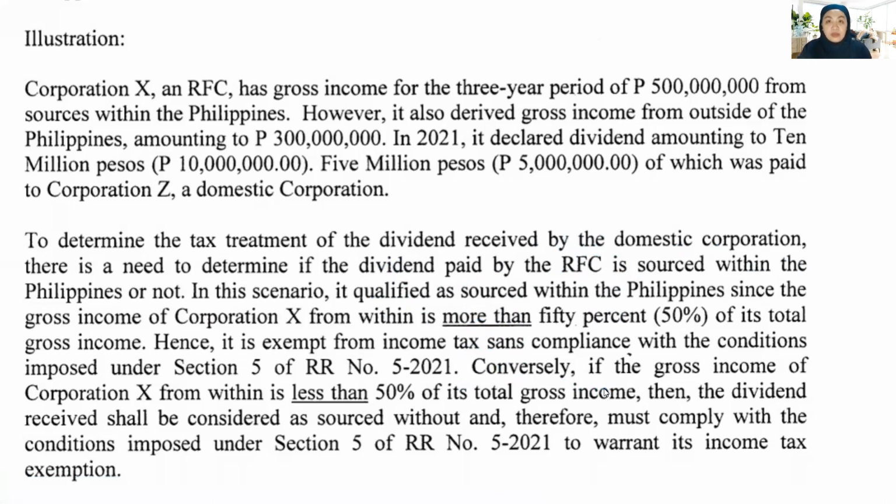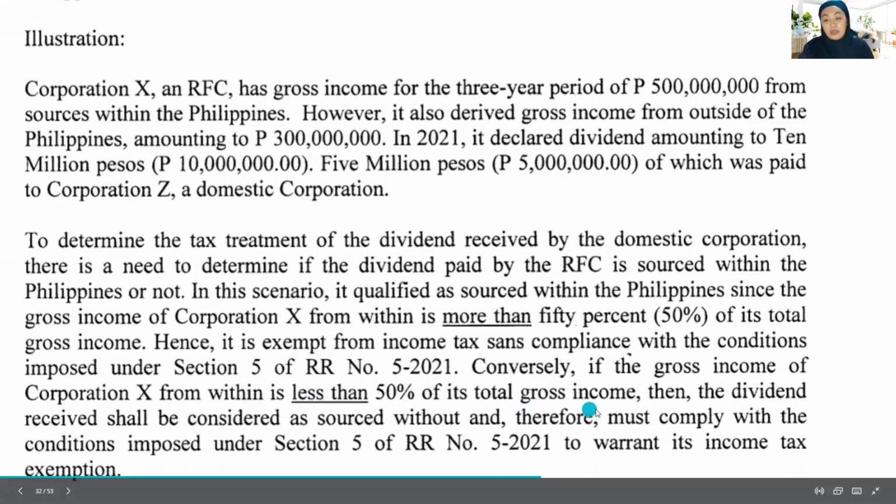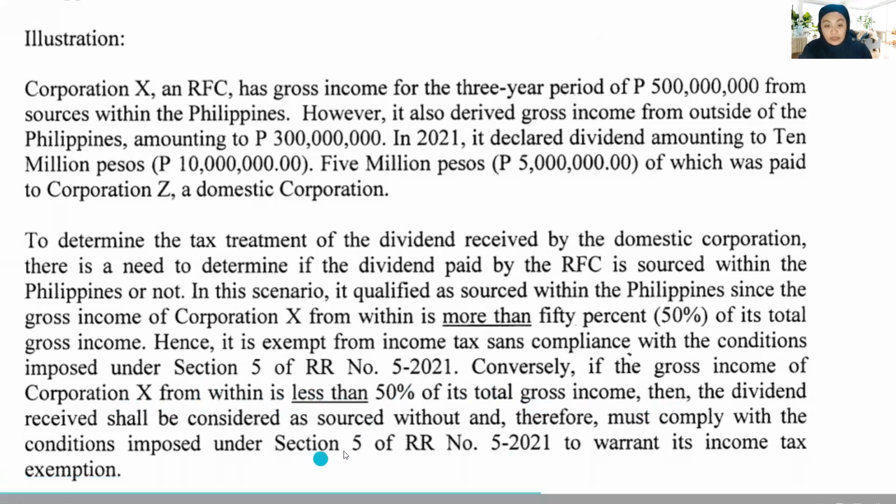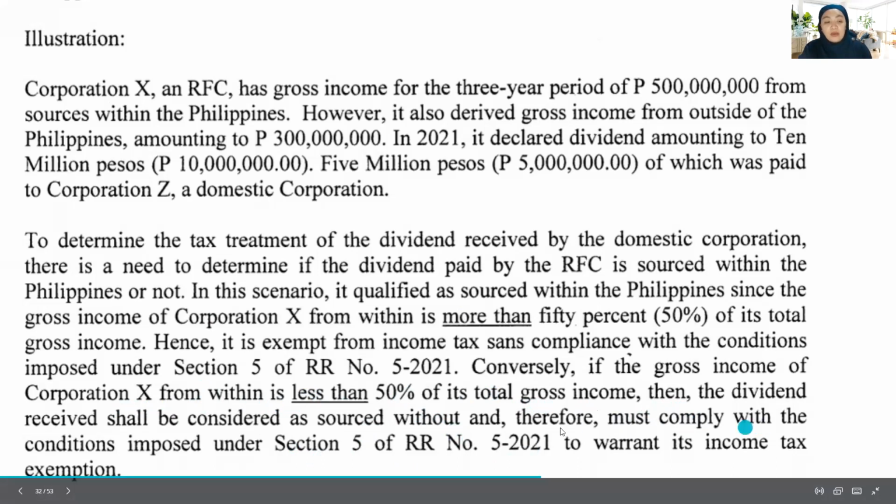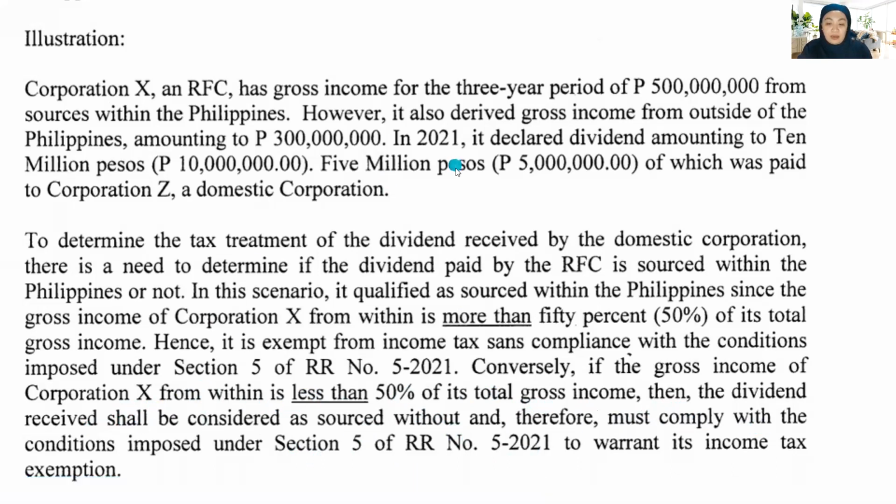Okay. However, literal foreign source, because it is deemed mostly earned outside, because if the gross income of the resident foreign corporation from within is less than 50% of its total gross income, then the dividend is naturally considered to be foreign sourced or sourced without, and therefore must comply with the condition imposed by the revenue regulation and the law. So again, if more than 50% of the gross income is earned within, it's deemed to be earned within. However, if less than 50% is earned within the Philippines, then it's deemed foreign sourced. So the three conditions must apply.